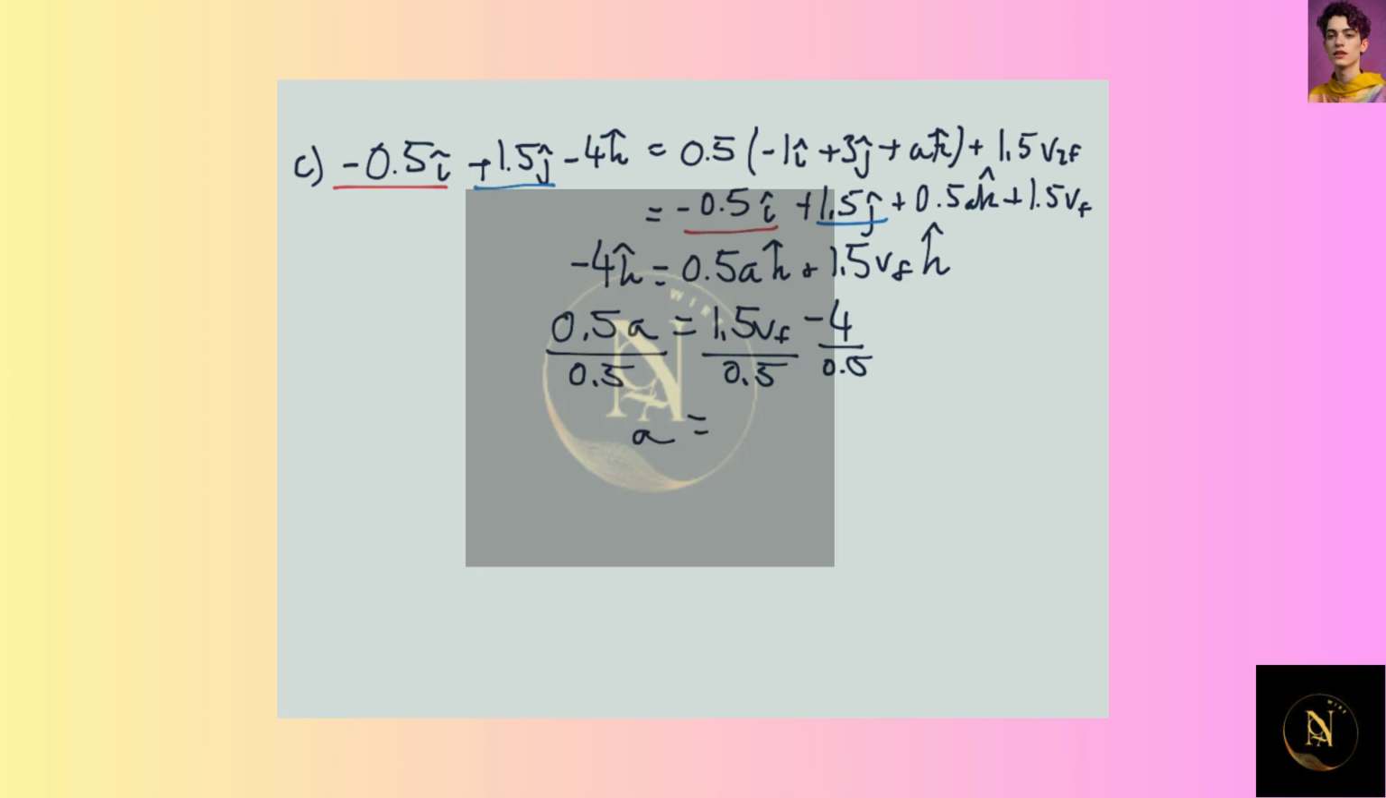And what I'll end up with is A is equal to 3VF minus 8. Now this is going to come in handy in a moment. Now we've been told that we have an elastic collision. So what that means is kinetic energy is conserved. So we're going to have to use that to help us find out what VF is going to be.